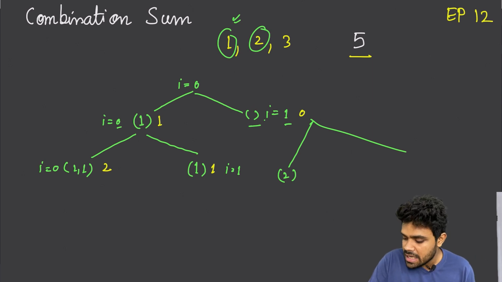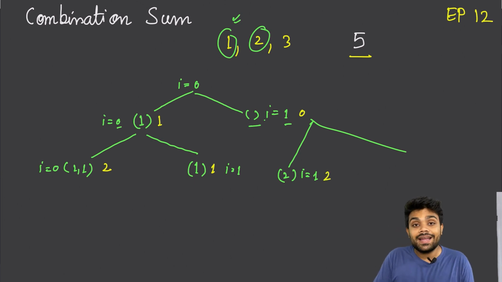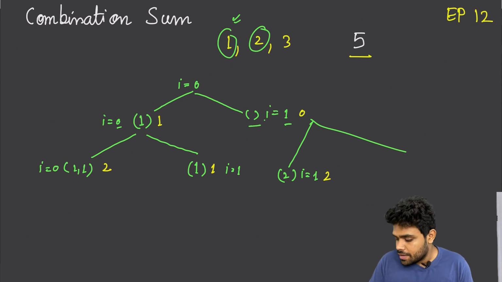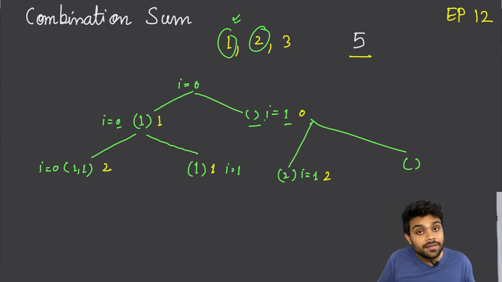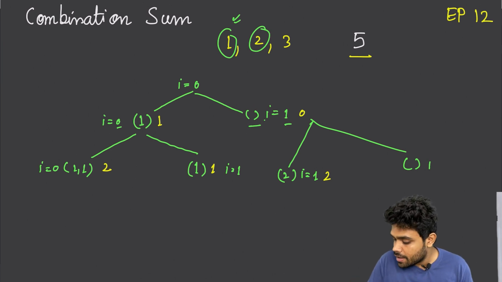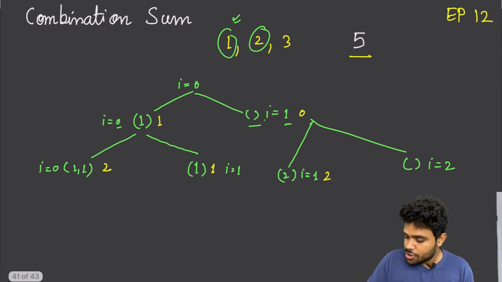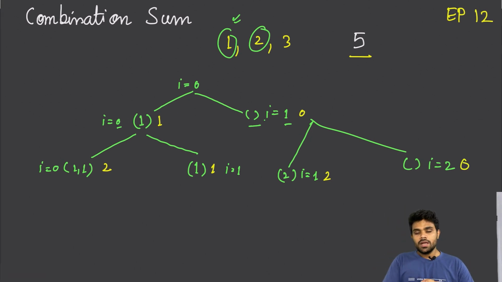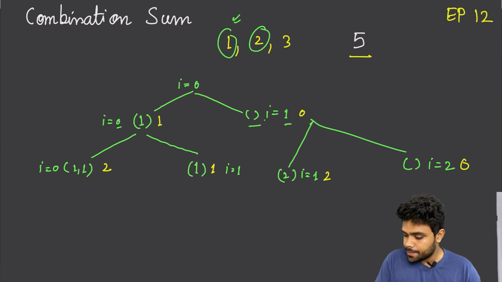So that's why I'm keeping this I equal to 1. Okay, summation will now become 2. Here, if we are ignoring this 2, then we don't need it in future. So if we don't need it in future, I will increment, I will become 2, and subset will be empty, summation will be 0.